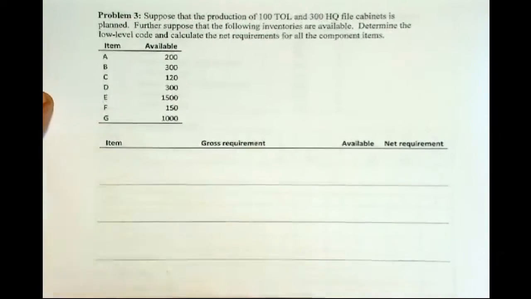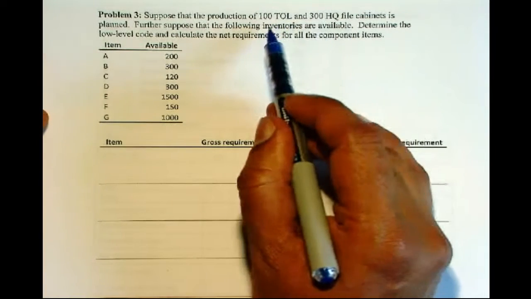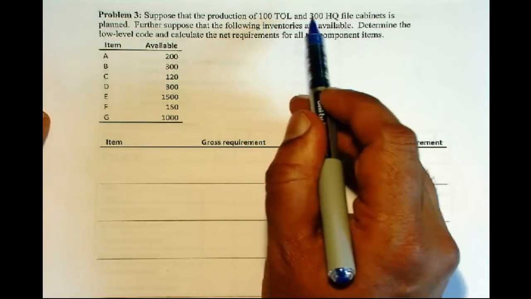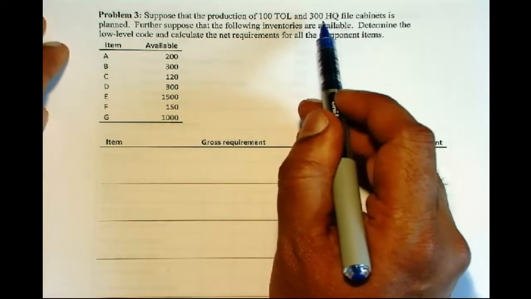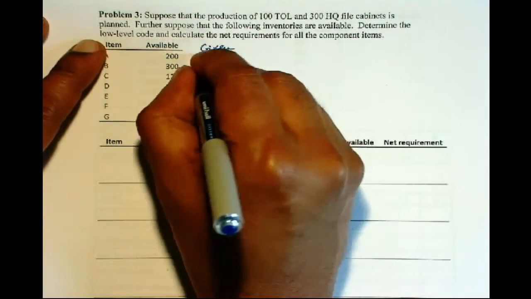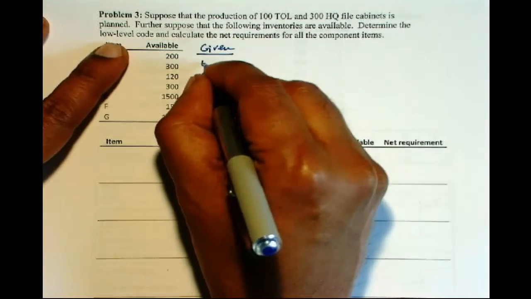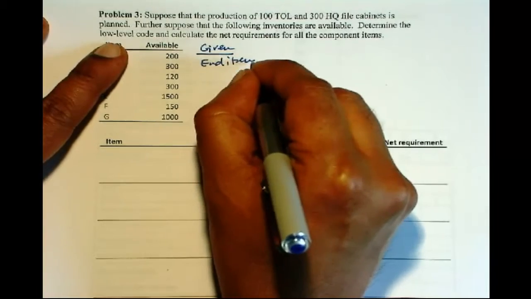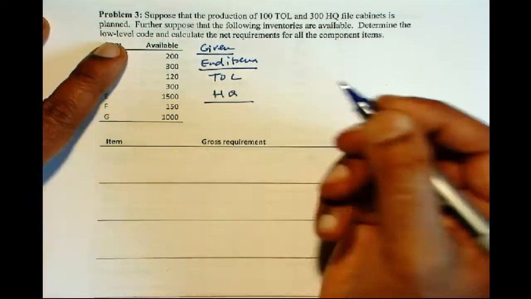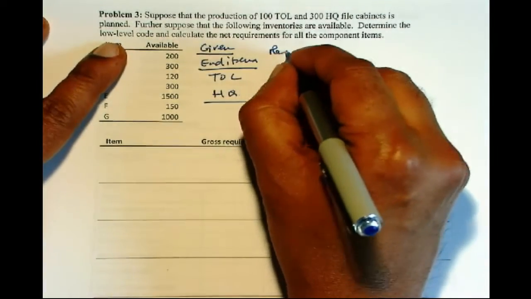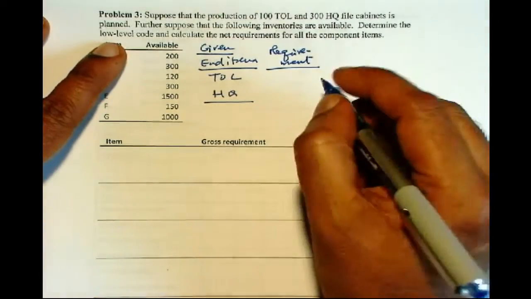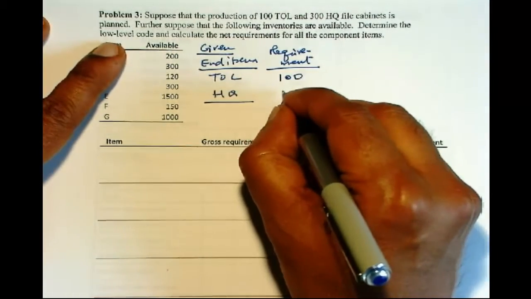So we have the two different models of the filing cabinet, and suppose we want to produce 100 units of TOL and 300 units of HQ. So we are given end item TOL and HQ, requirement is 100 and 300.